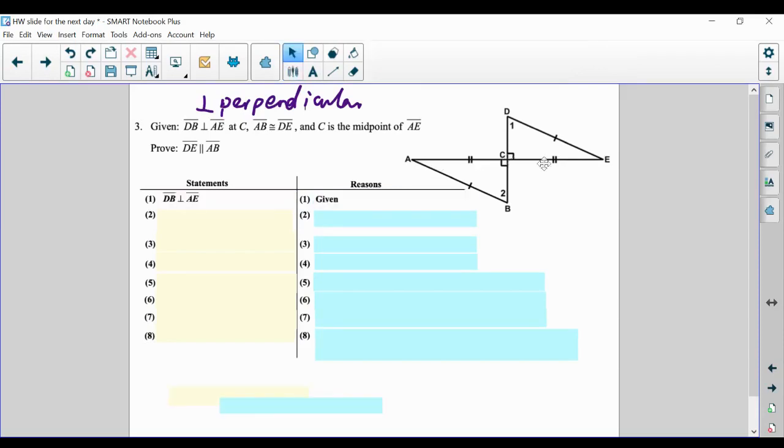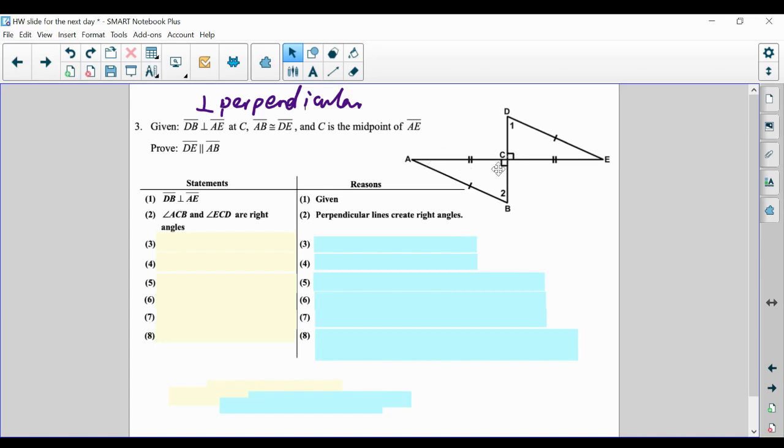If the two lines are perpendicular to each other, we have to indicate that these two angles are formed right angles. So we're going to write that angle ACB and angle ECD are right angles because they were perpendicular. So perpendicular lines create right angles, or 90-degree angles. And now you can say that these two angles are congruent.